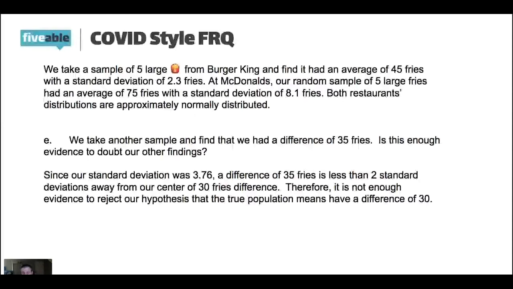Okay. So anything outside of 2 standard deviations is less than a 5% chance, which is kind of what we compare to. But in this case, it would not be enough evidence to reject our hypothesis that the true population means have a difference of 30. Okay. Could have done a little test there to determine it. But really we don't need to, because we can just see that our sample of 35 is within 2 standard deviations of that 30. Therefore, it's really not that odd.